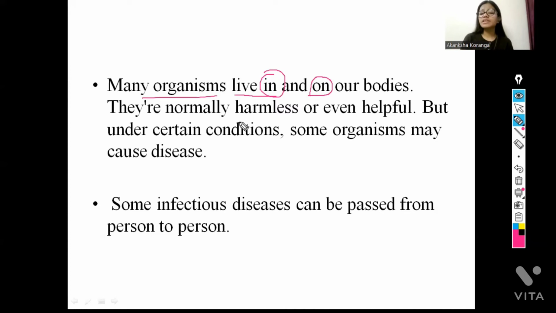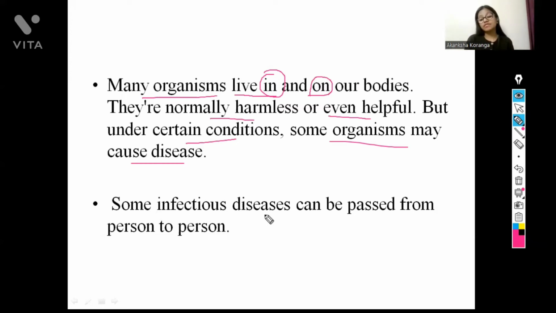Normally these microorganisms are harmless, as we talked about the bacteria present in our stomach, and sometimes they are even helpful. But under certain conditions, some organisms may cause diseases, right? And now if we come to our second point, we will see that some infectious diseases can be passed from person to person, as we saw in the earlier pictures, right?